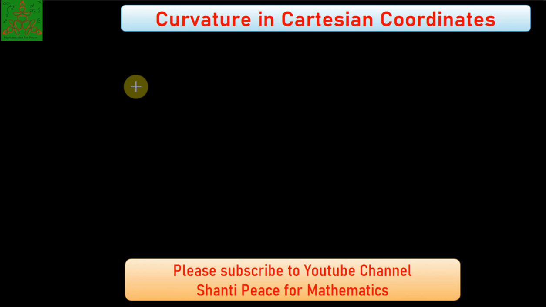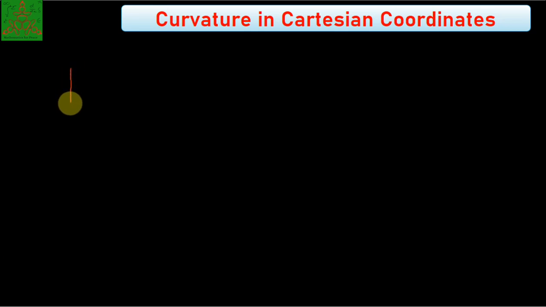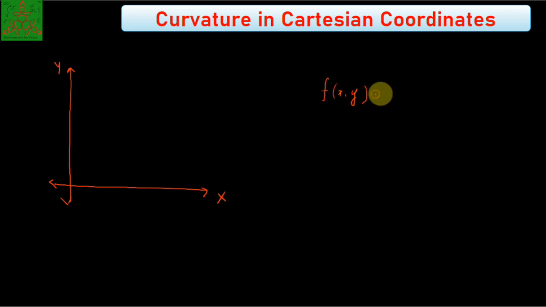The goal of this video lecture is to understand what we mean by curvature and to solve some examples based on curvature. To understand curvature, I will consider an x-axis and a y-axis, and suppose you are given a curve in the form f(x, y) = 0. Let's say the curve is something like this. This is the given curve.